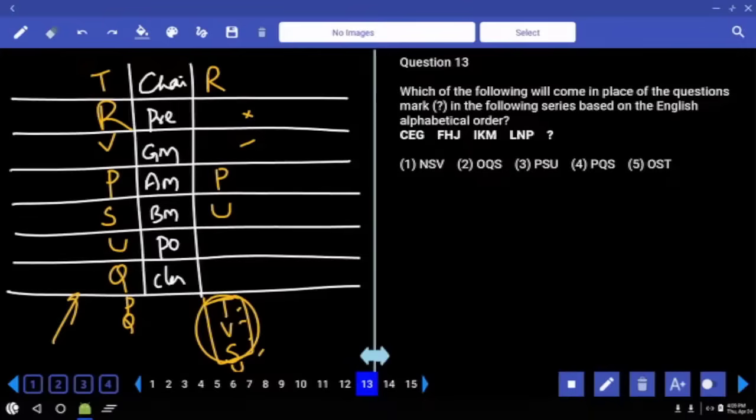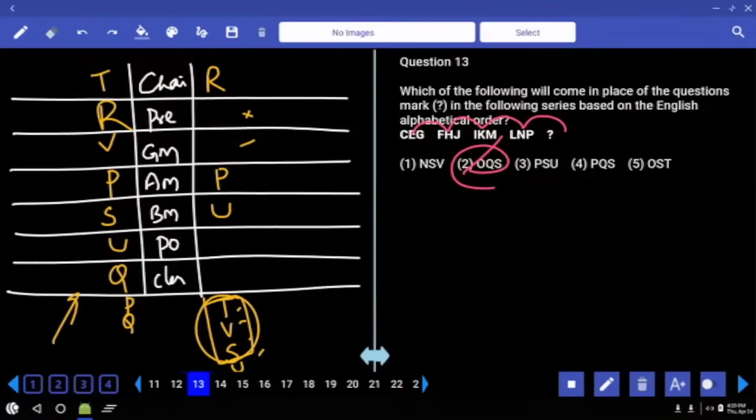Okay, question. Which of the following will come in place of the question mark? C and F, plus 3, plus 3, plus 3. I plus 3 is O. O and O is here. Second letter, E and H, plus 3, plus 3, plus 3, and plus 3 is Q. And O and Q, that is choice for question number 13.